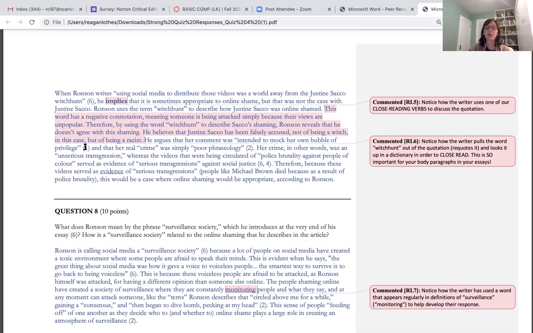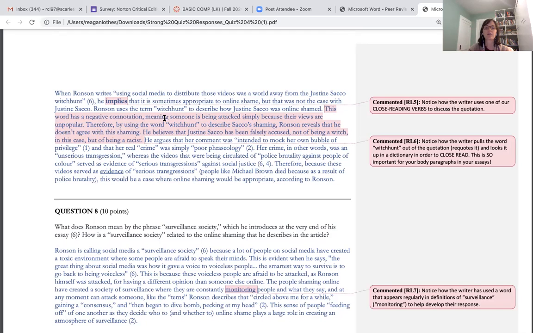Okay, so one of the things that makes this response so strong, as I've indicated here in my marginal comments, is that we have close reading, right? And really successful close reading. And so you see here, we're getting ready for the close reading. The writer is using one of our close reading verbs. And here, how they're close reading, they've used that strategy that we discussed in our close reading video earlier in the semester, where you take a particular word and look it up in the dictionary and use those definitions and the associations and connotation that word has to develop your close reading.